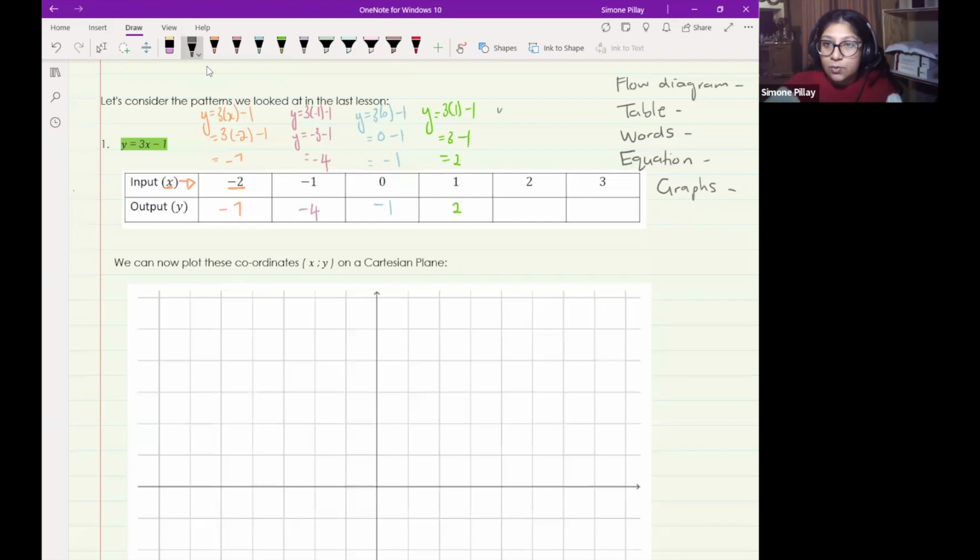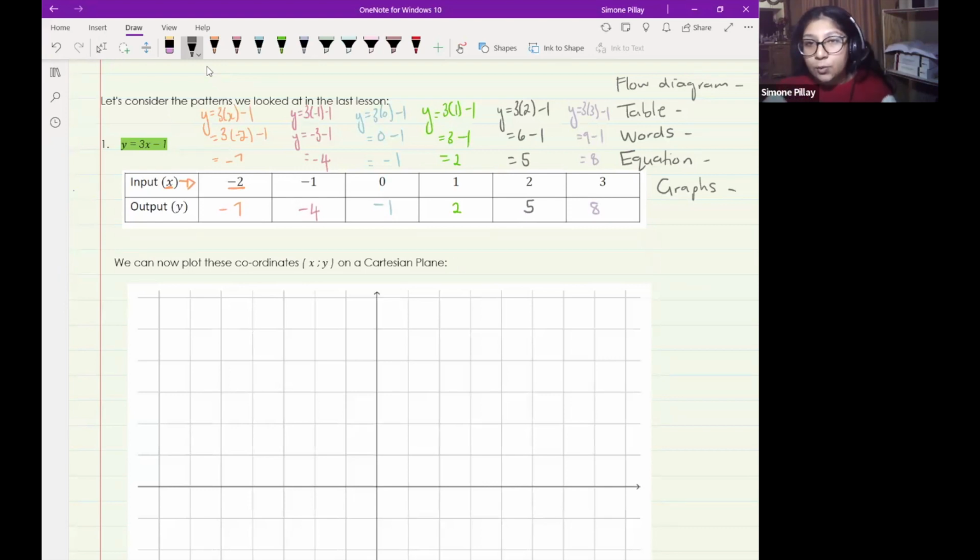Let's do the next one. y is equal to 3 times 2 minus 1. 6 minus 1. And you guys are correct. That is 5. And let's do this last one over here. y is equal to 3 times 3 minus 1, which is 9 minus 1, which gives me 8. Okay, you guys seem to be okay with substituting our answers in here. So that's really, really good.